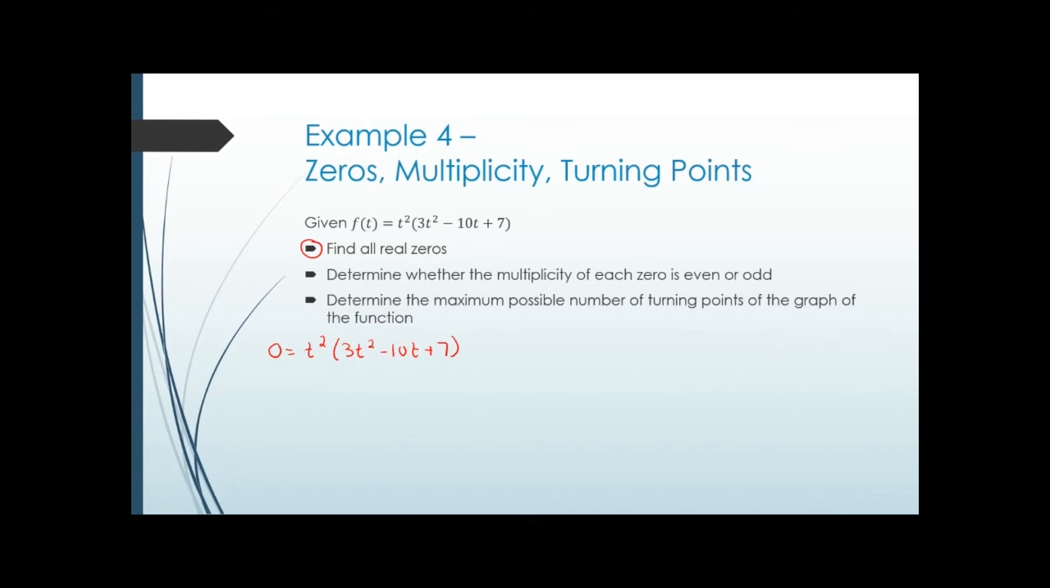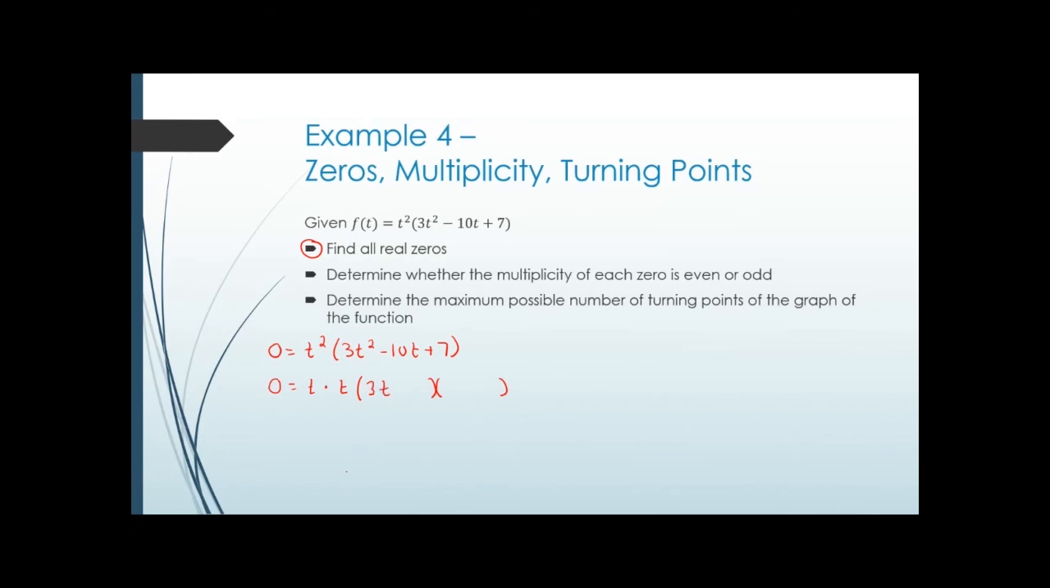Now for something like this, factoring would be the best bet here. And so t squared is just t times t, so I'm going to just write that. And then I'm going to want to factor the 3t squared minus 10t plus 7.